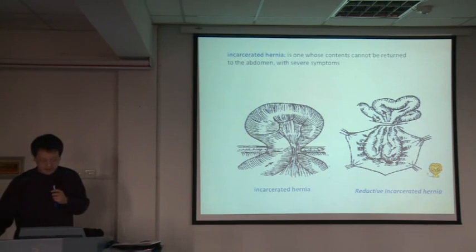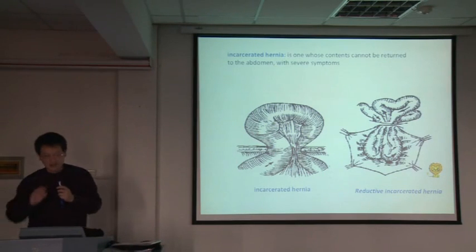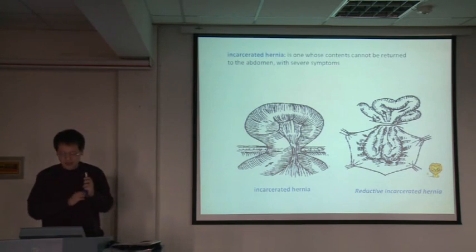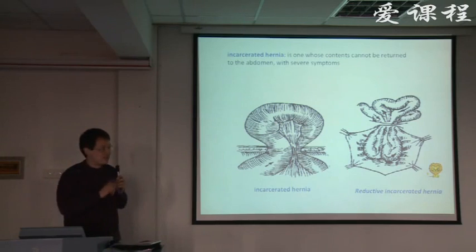So, look at this. It's very easy to be neglected. Maybe this one has already become necrosis, but here it's still okay. This looks very nice. So when you do the operation, you see, hey, these 2 intestines look very nice, looks okay. So you just push them back, but you neglect this one. Actually, this one is in the middle. The pressure is very high. It's already necrosis. So you make a mistake. So please remember, reductive incarcerated hernia is very important.